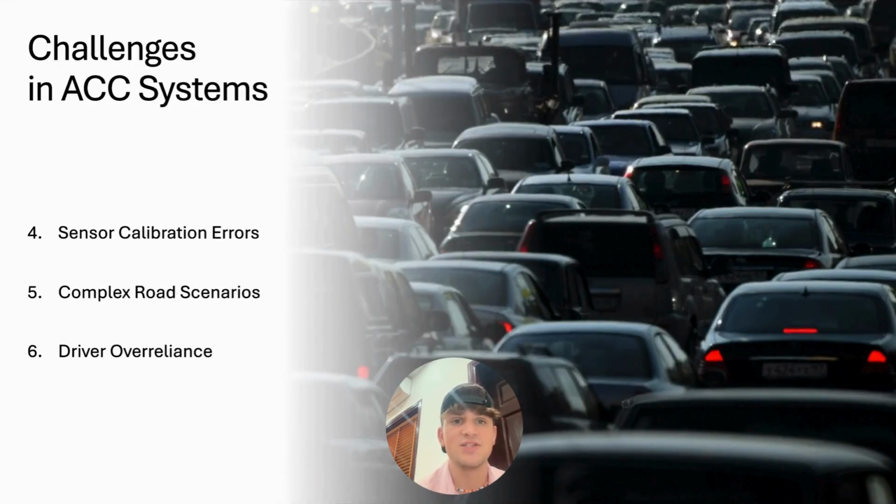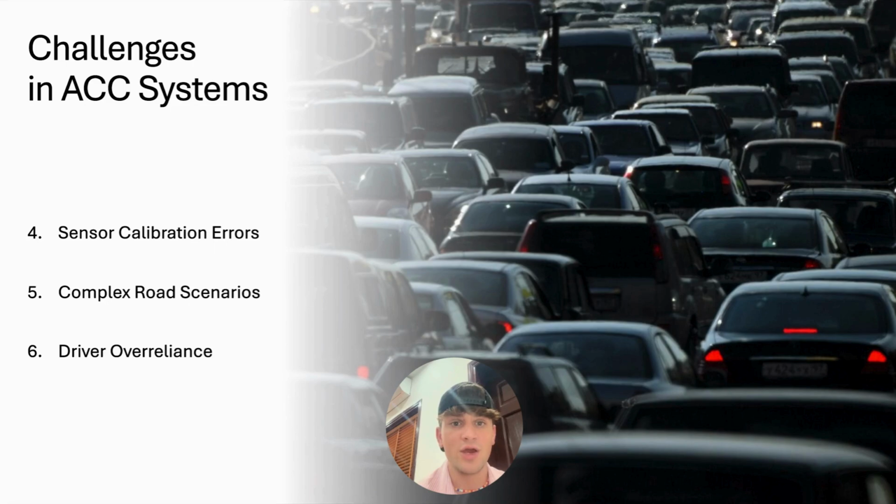As the fourth problem, we have sensor calibration errors. Calibration errors in sensors can significantly affect ACC performance. If sensors are not properly aligned due to manufacturing defects, repairs, or even regular wear and tear, they may provide inaccurate readings. For the fifth problem, we have complex road scenarios. ACC systems can face challenges when navigating complex road scenarios, including intersections, sharp curves, and merging lanes. These situations involve unpredictable vehicle movements, which can confuse the system and lead to delayed or incorrect responses.